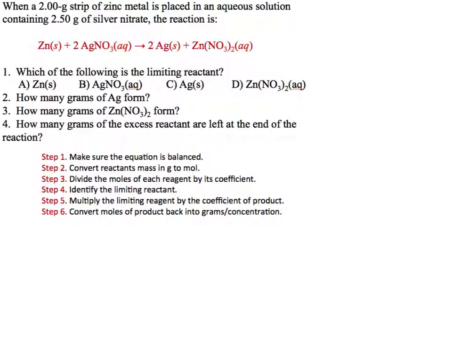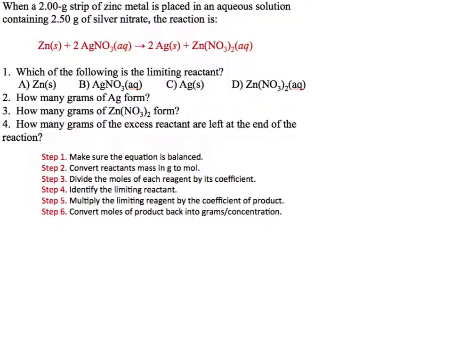Alright, this is practice problem 3.21, which asks: when a 2-gram strip of zinc metal is placed in an aqueous solution containing 2.5 grams of silver nitrate, the reaction is zinc plus 2 silver nitrate produces 2 silver and zinc nitrate. Which of the following is the limiting reactant is the first question.